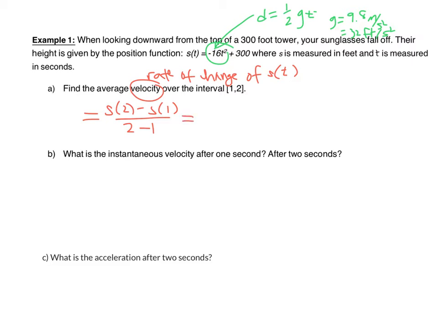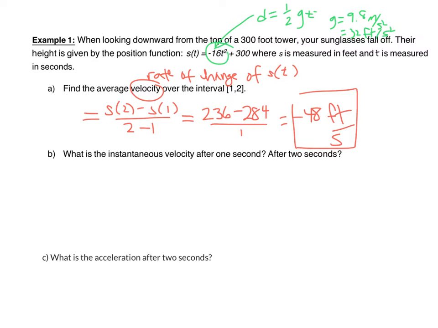So s of 2 is 236. s of 1 is 284. That's going to be over 1. So we end up getting negative 48. Make sure that you get the correct units. If you want, as you're doing these, you can label them. The 236 is one of our s's. We know s is in feet. The 2 and the 1 are the t's, those are in time. So we know those are in seconds. So this is going to be feet per second.